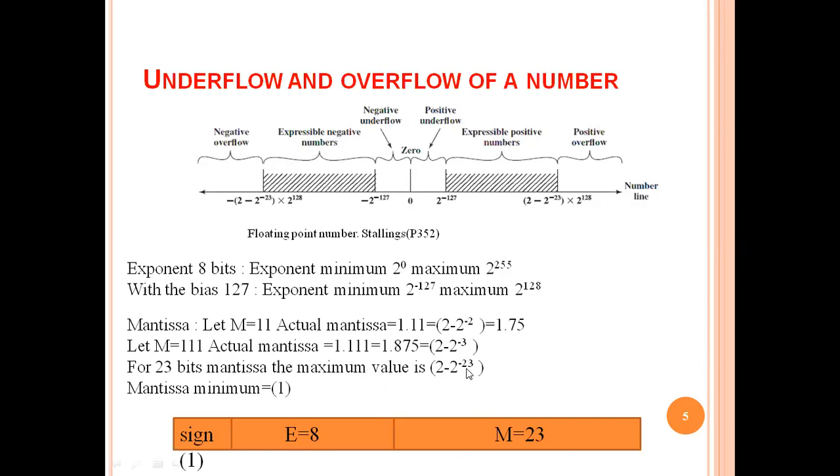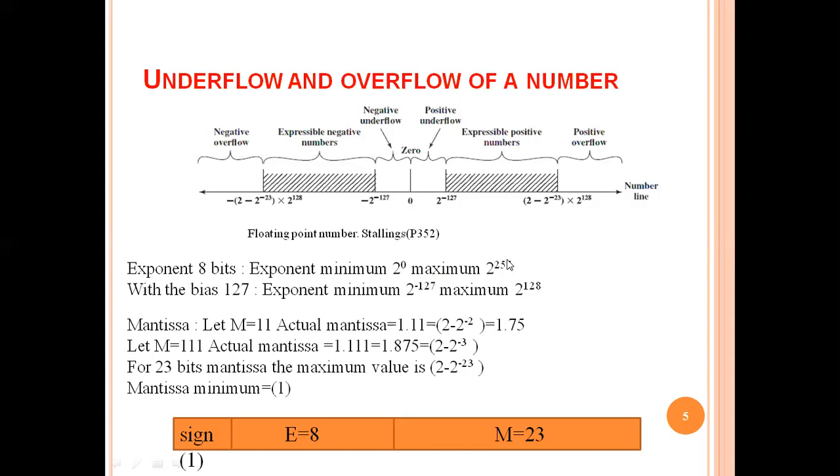Clear? That means 0 0, that means 1.00, that means 1. So the maximum value of the mantissa is this, and the minimum value of the mantissa is 1. The maximum value of the exponent is this, and the minimum value of the exponent is this, 2 to the power minus 127.